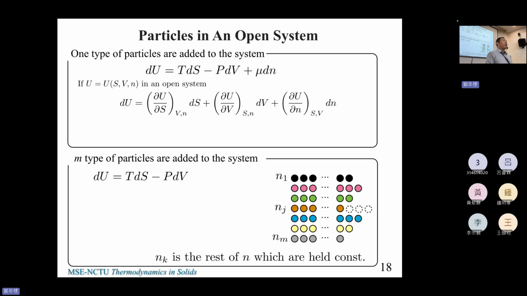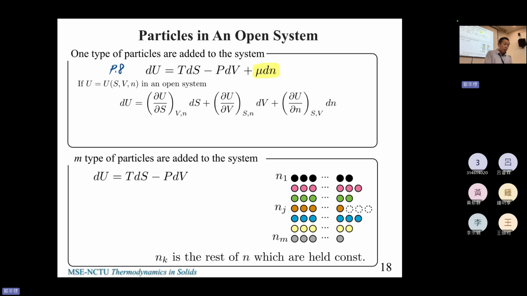Okay, next, particle in an open system. If you have a system adding one type of particles, just one type, you can say mu dn, right? So your internal energy increases because you are adding something, and the change in energy is mu times dn. We wrote it on page 8.